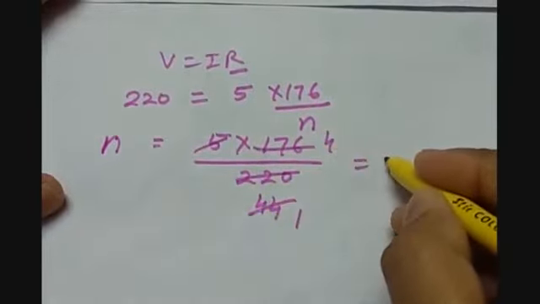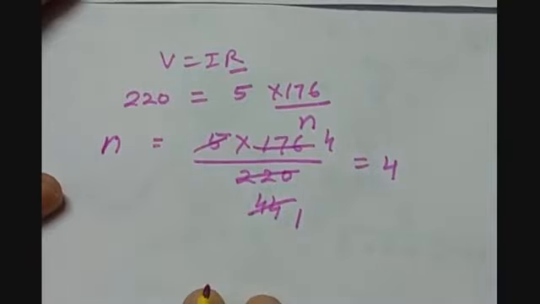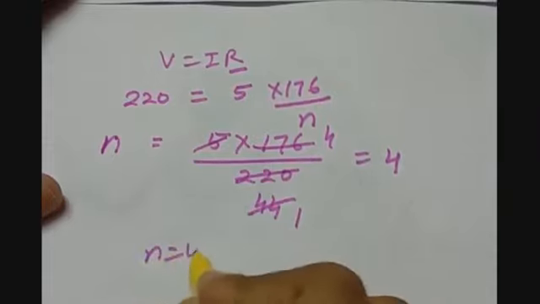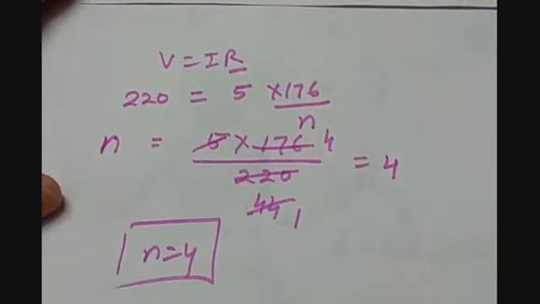So that comes out to be 4. That means 4 resistors of resistance 176 ohm each will be required to carry 5 ampere current through a voltage of 220 volts. So N is 4. That is our answer.